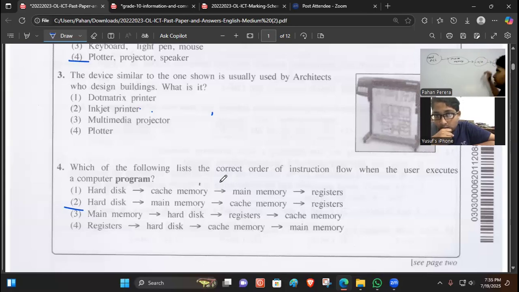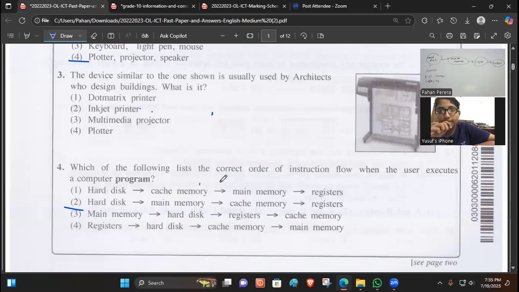The thing is, the hard disk is permanent, and it has high storage capacity. High storage capacity. Permanent, and it has high storage capacity.